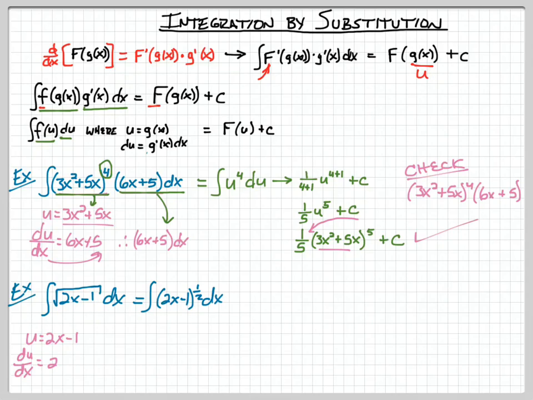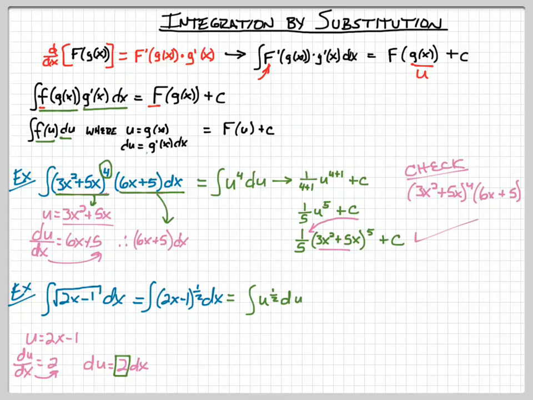Just like in the example before, we're going to move that dx over to the other side, and we have du equals 2 times dx, or 2 with respect to x. Now, we have the integral of u to the 1/2 du.